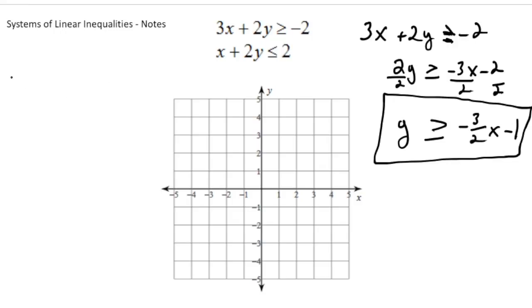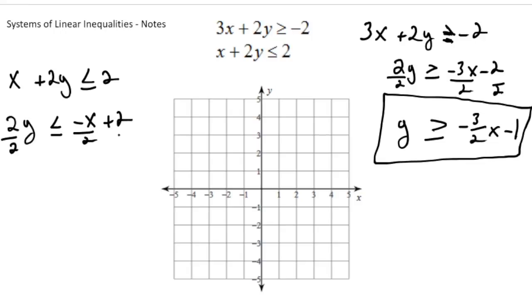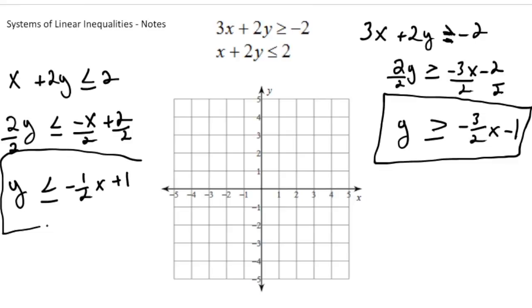Now let's do the second one. The second one we have is x plus 2y is less than or equal to 2. I'm going to first take away x from both sides. So 2y is less than or equal to negative x plus 2. Then I'm going to divide both sides by 2. That gives us y is less than or equal to negative 1/2 x plus 1. So there's our second inequality. Now let's graph this.